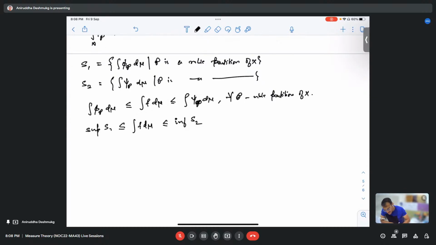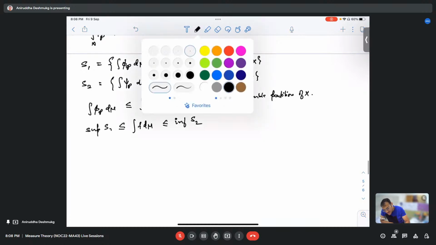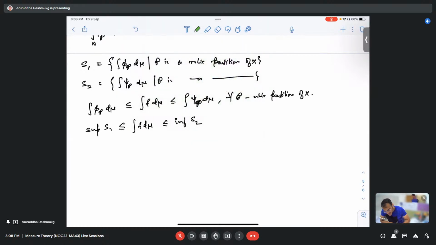So let us see. Let us start with, say, you just tell me, has this been proved in the class? The integral of f d mu is equal to the supremum of the integral of s d mu, where s is a non-negative simple measurable function which is less than or equal to f.